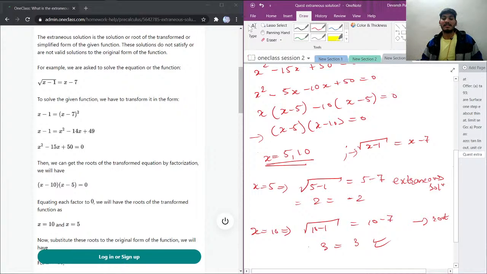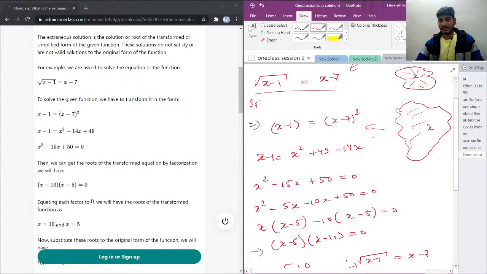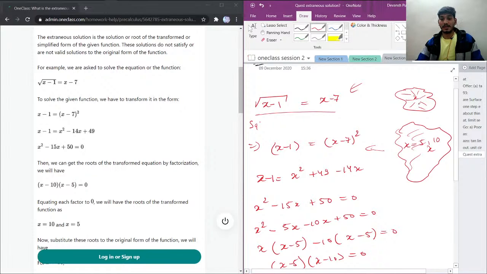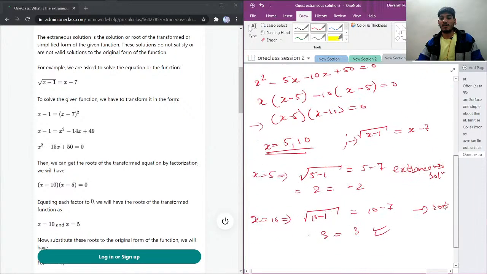I'll just read the technical definition from here. The extraneous solution is the solution or root of the transformed or simplified form of the given function. These solutions do not satisfy, or are not valid solutions to, the original form of the function. So you can see that in this domain we have x equals 5 and 10, but in this domain I only have x equal to 10. So this 5 is going to be called the extraneous solution.